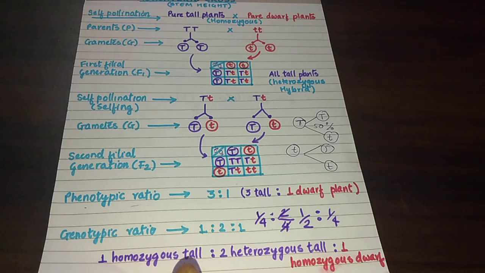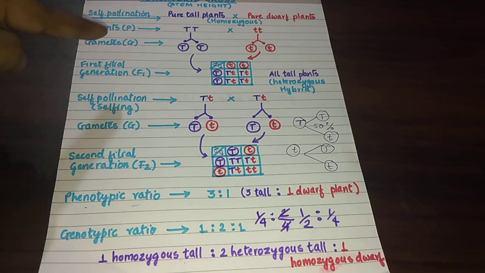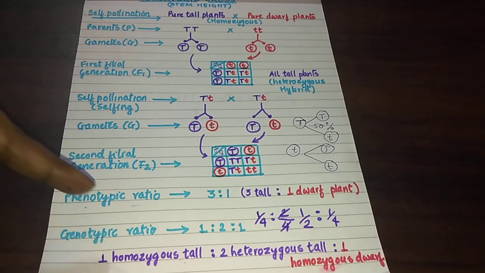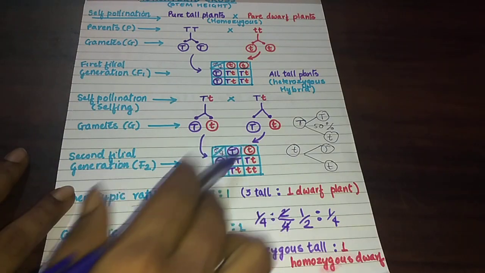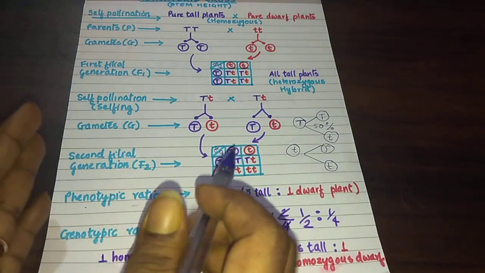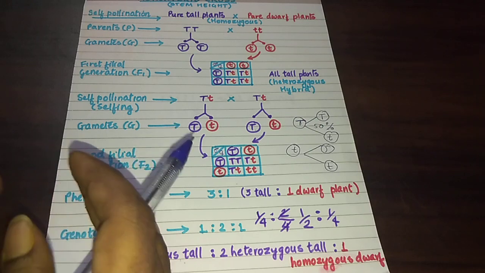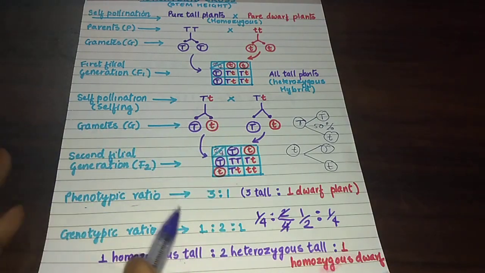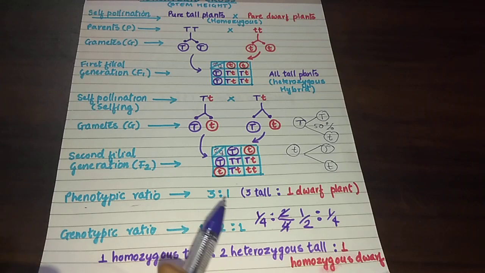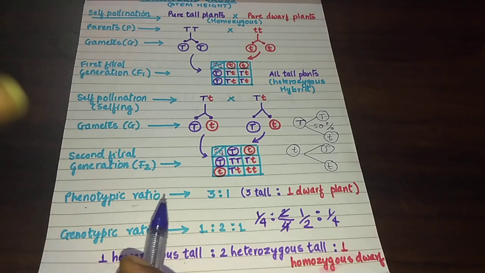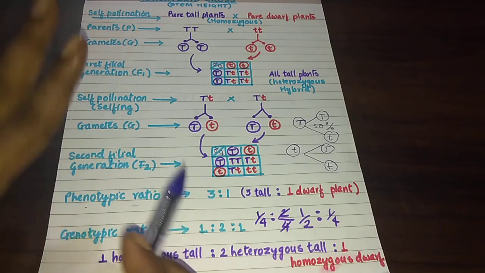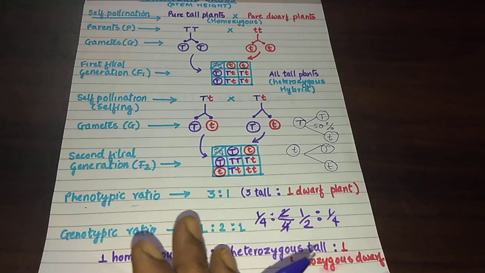The same cross can be carried out for the other contrasting traits which were shown by Mendel. It is very important to write down the parents, gametes, first generation, then selfing, gametes, second filial generation, and the phenotypic and genotypic ratio when carrying out this monohybrid cross. The same way it can be done for the other traits, since it is very important from the exam point of view. In most competitive exams such problems are asked. I hope you all have understood how we are supposed to work out the monohybrid cross.